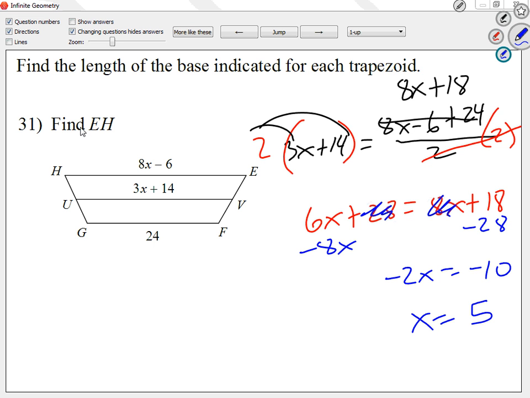Now reading the instructions says find the length of the base indicated. I'm asked to solve for EH. So you said what was it? 34. So I can plug it in there. 8 times x minus 6 is 34. Right, any questions?